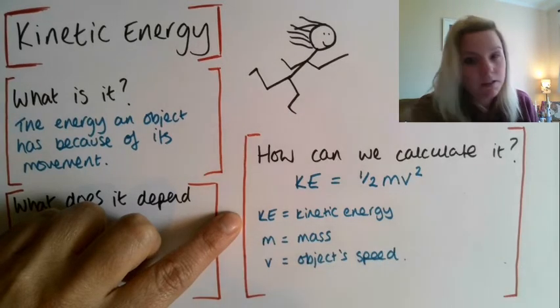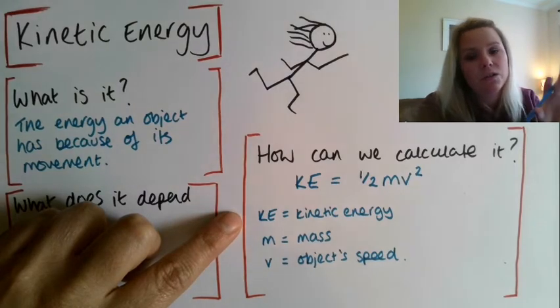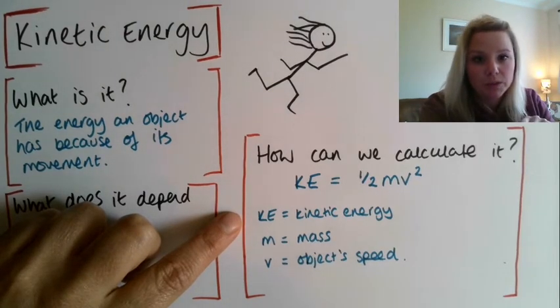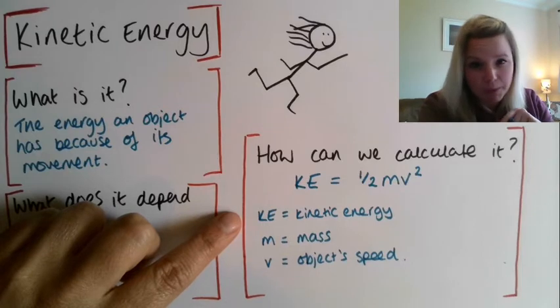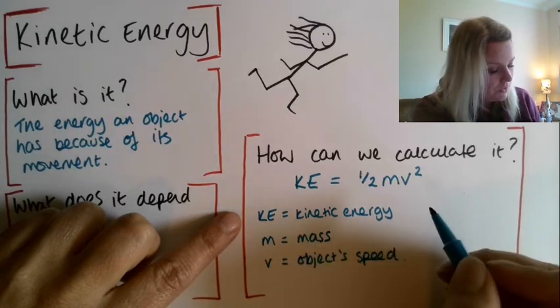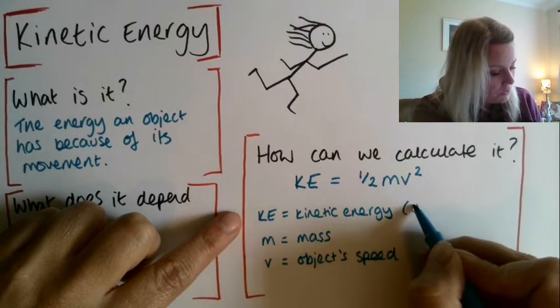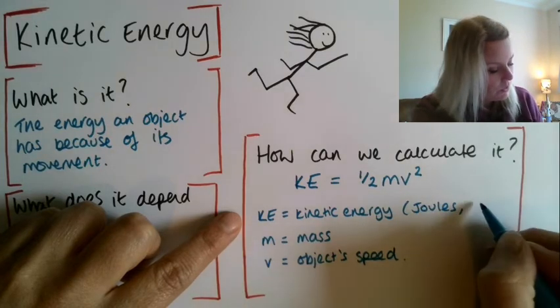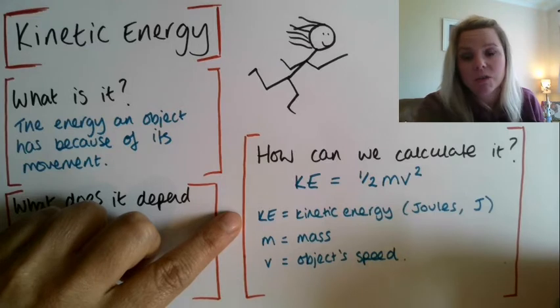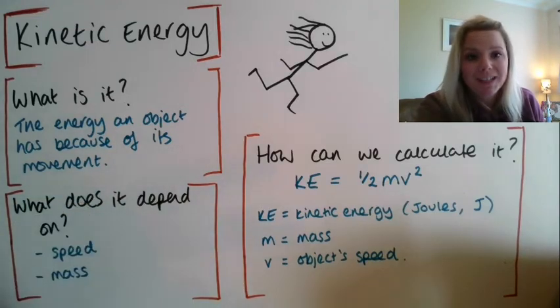Now, as always in physics, the units here are so important. All energies are measured in joules. That would have been mentioned briefly in Year 8, but you probably don't quite remember that. So kinetic energy is measured in joules, and whenever we write that, we just write a capital J. So if something is 8 joules, we would write 8 and then a capital J.